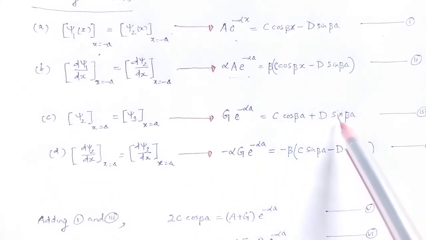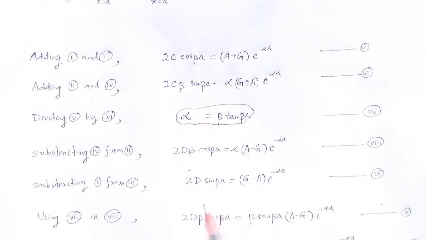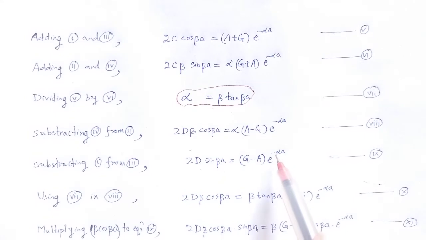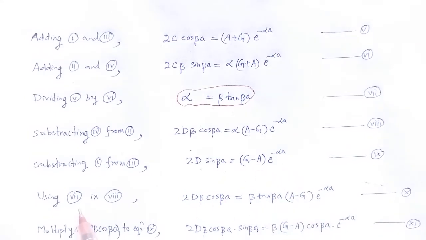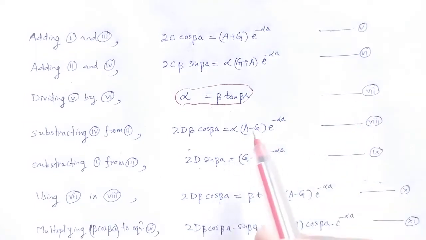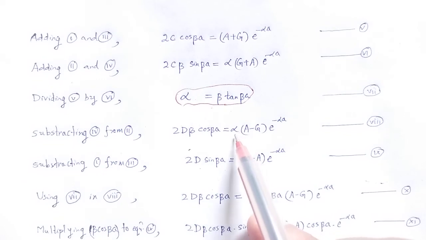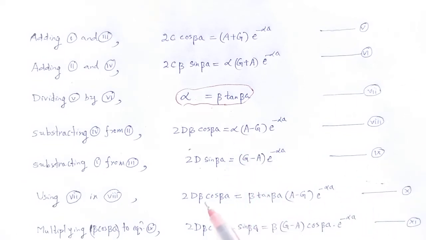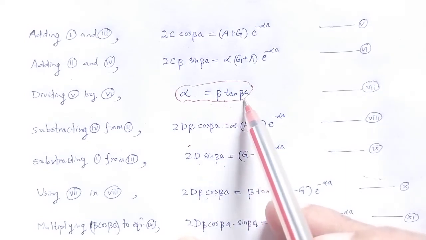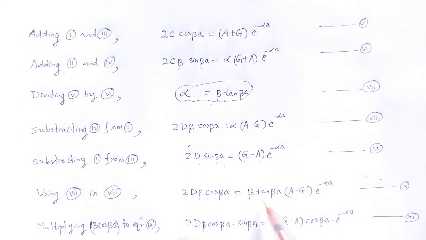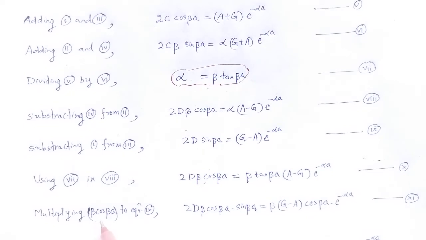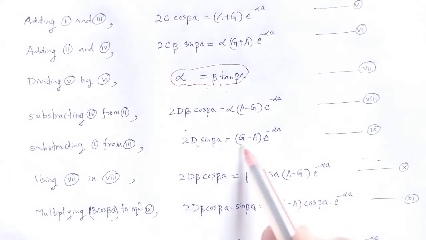Equation 1 is subtracted from equation 3, we get another equation, that is 2d sin beta a is equal to g minus a of e to the power minus alpha a. Now using equation vii in viii, the alpha value is substituted here. So we have 2d beta cos beta a is equal to, in place of alpha we substitute beta tan beta a, that is beta tan beta a of a minus c e to the power minus alpha a. Again multiplying a factor, that is beta cos beta a, in that equation.